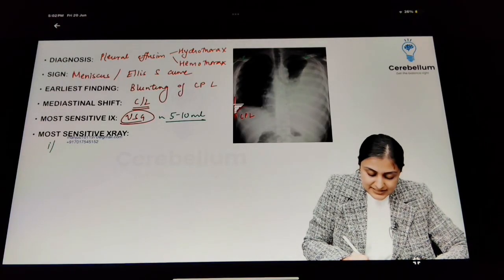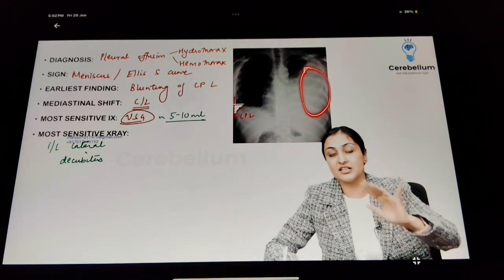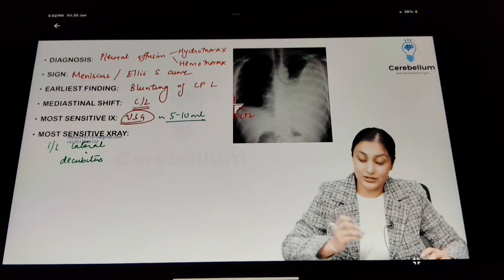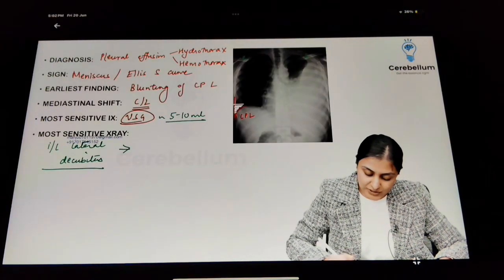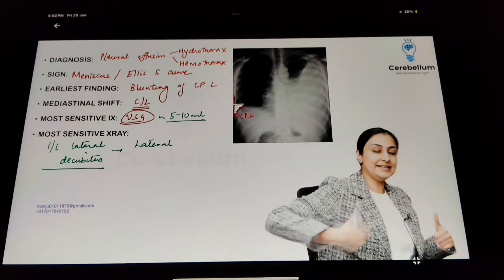Compare it with the X-ray. The most sensitive X-ray here is ipsilateral lateral decubitus. Meaning if I'm suspecting fluid on the left side, the left side should be down. So when the left side is down, the fluid will gravitate and will form a horizontal level. So ipsilateral lateral decubitus is the most sensitive X-ray. Following this, the next in order, in terms of sensitivity, is a lateral X-ray, where you're on the side and you see the anterior posterior CP angle.